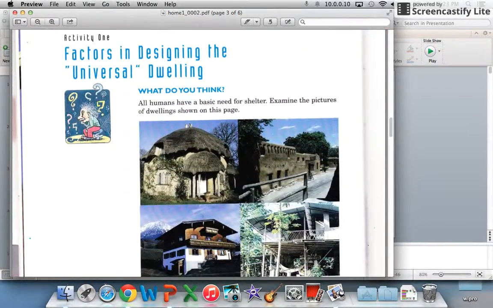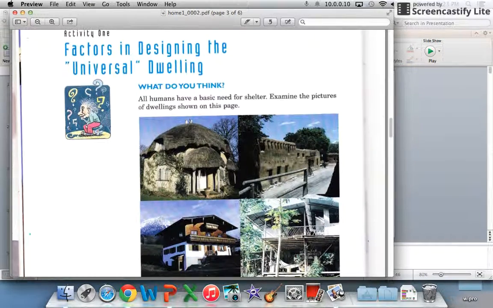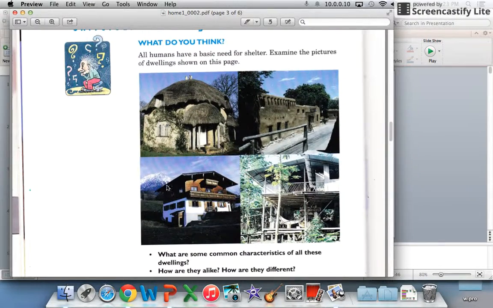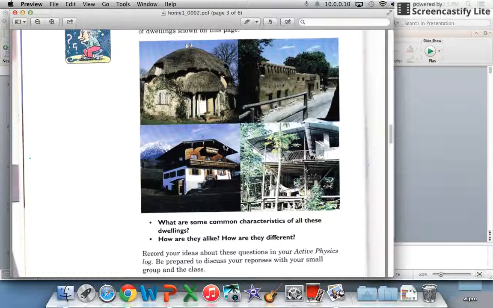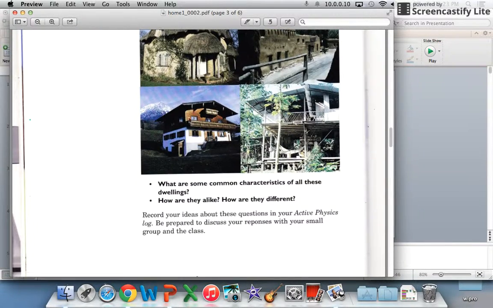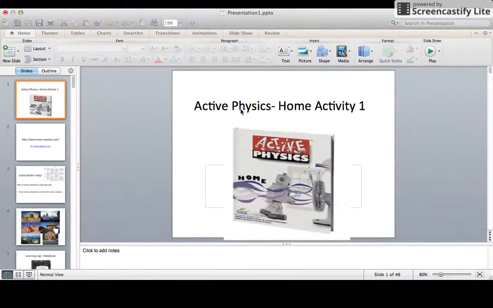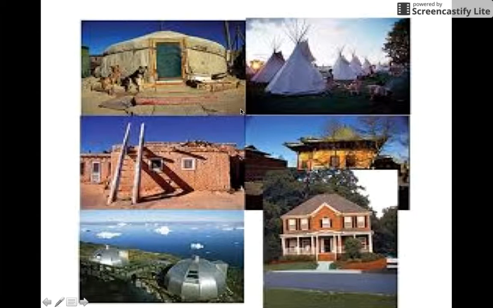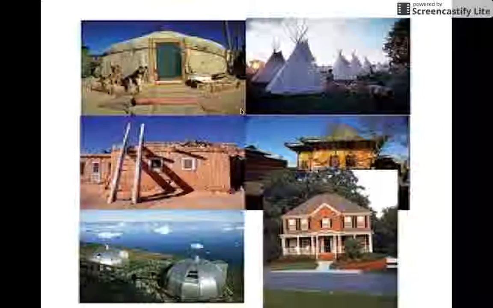Our first lesson, designing the universal dwelling, Activity 1, has them take a look at several different homes and how they are alike and how they are different. I like to supplement this a little bit myself by having a PowerPoint, a little show, where I show many other examples of homes. It gives students a little bit of a broader perspective. It's kind of fun and gets a discussion going.